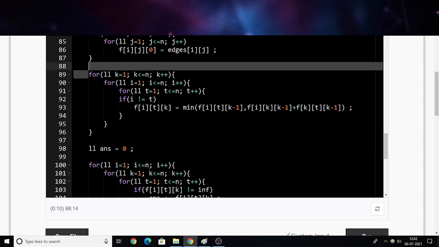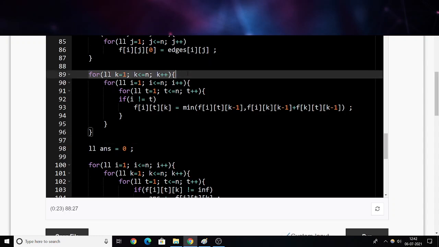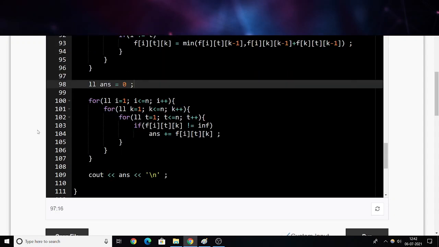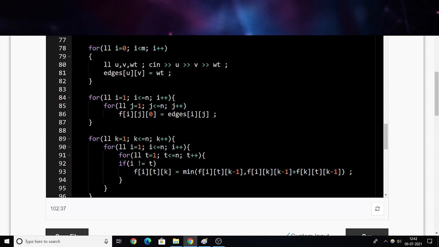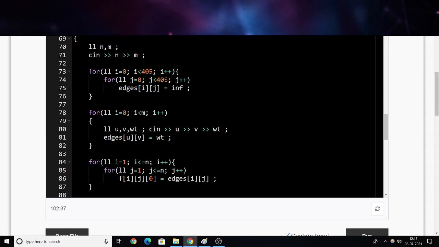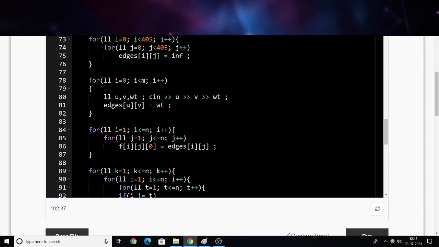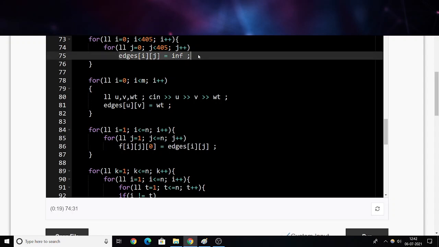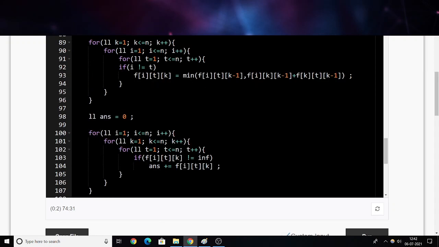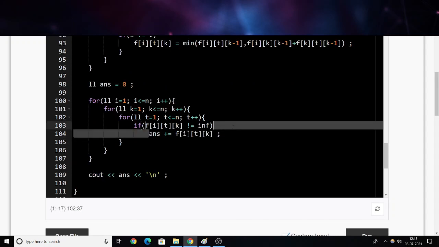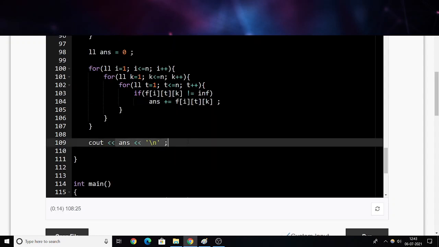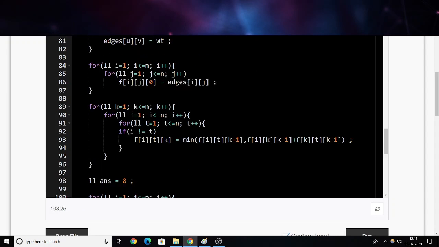And also remember, the k loop will be the outermost. This order is very important. Then we initialize answer to 0 and add all these values. If f i t k is infinity, which I initialized right here, since the weight is initialized with infinity, it means that there is no path from city i to t, in which case the problem says that we have to add 0, which means we have to do nothing. So if it is not infinity, we add it, and then finally we print our answer. So yes, that was the idea.